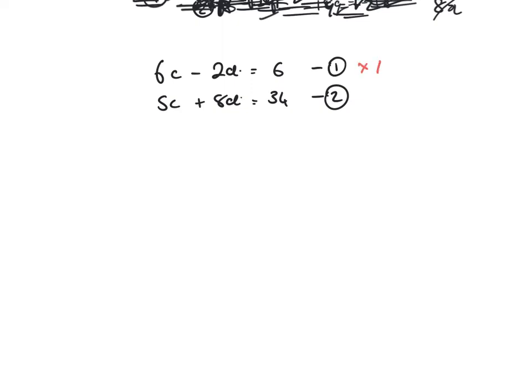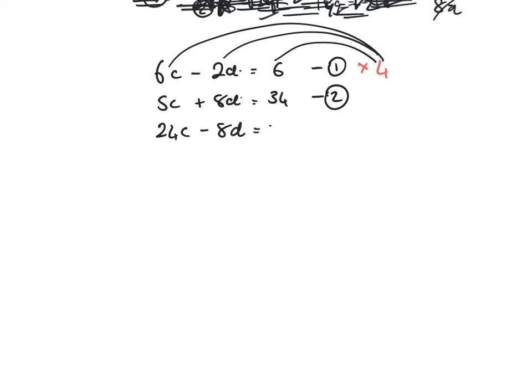Okay, let's try another. This time 6c minus 2d equals 6, equation 1. 5c plus 8d equals 34, equation 2. Okay, so let's get the 2d up to 8d by multiplying equation 1 by 4. So everything in equation 1 gets multiplied by 4. 6c times 4, 24c, minus 2d times 4, minus 8d, and 6 4s are 24, equation 3.